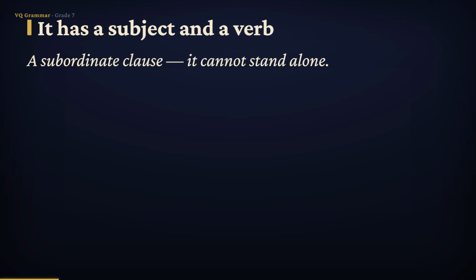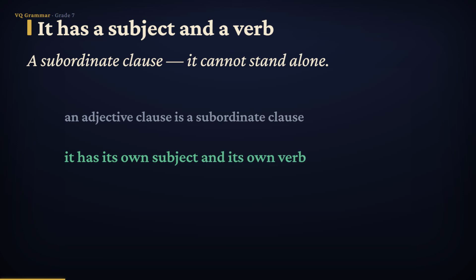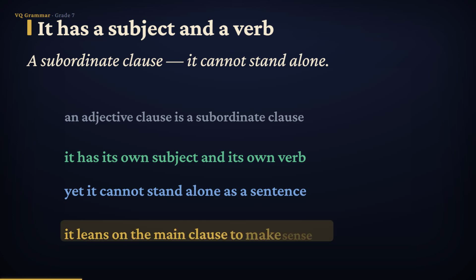Because it is a clause, an adjective clause is a subordinate clause. That means it has its own subject and its own verb, just as a full sentence would. But here's the catch. It cannot stand alone as a sentence. On its own, a group of words like "that I read" leaves you hanging, waiting for more. So it leans on the main clause to make sense, attaching itself to a noun there.